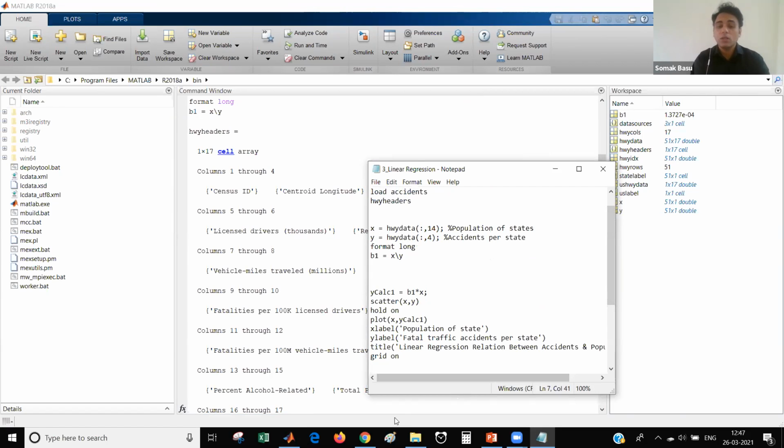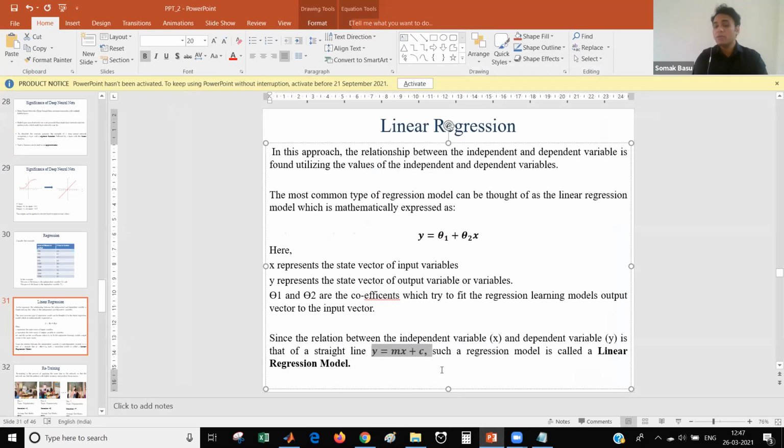As you know, the linear regression model follows a relation y is equal to theta 1 plus theta 2 into x. Over here, x is the independent variable and y is the dependent variable. The independent variable is the population of the state and y, the dependent variable, is the number of accidents in the state. Maybe you'll guess that the more the population in a state, the more will be the number of accidents. Maybe an overpopulous state has more accidents. We'll try to find out a relationship between the number of accidents and the population of a state.